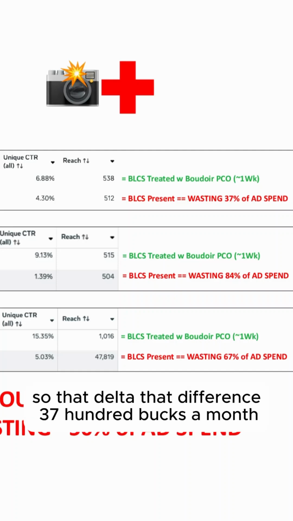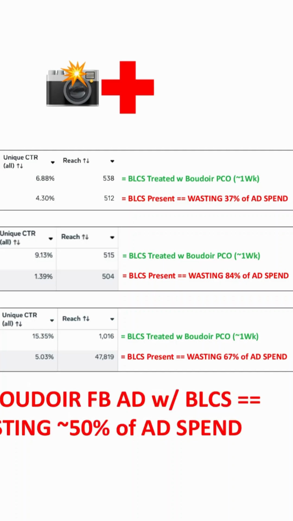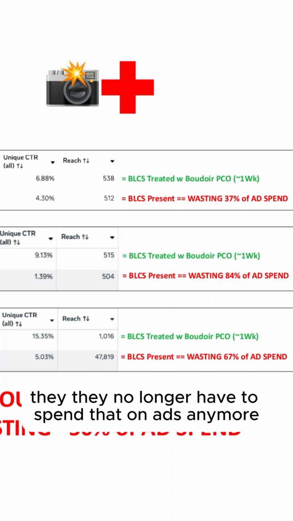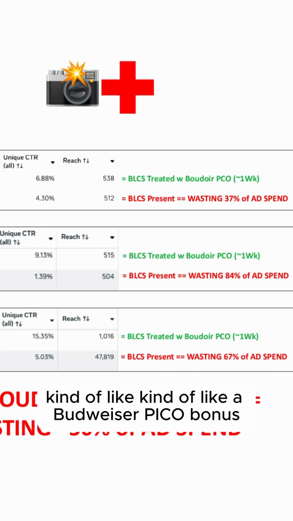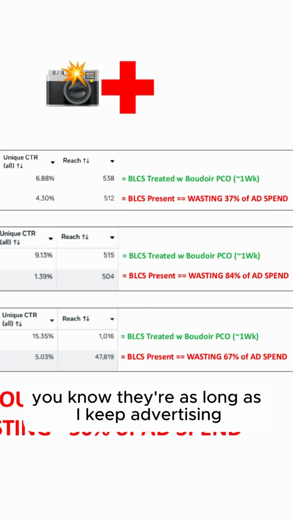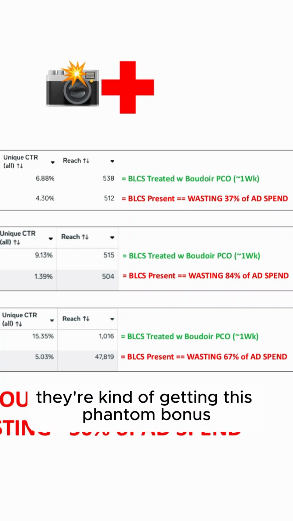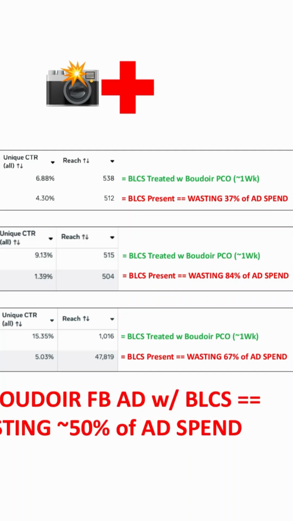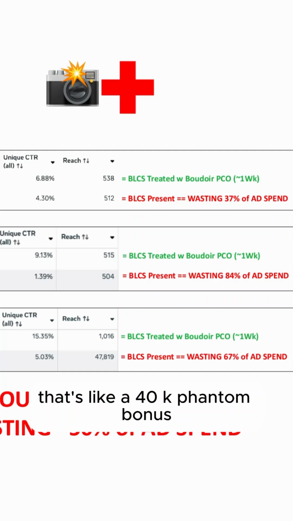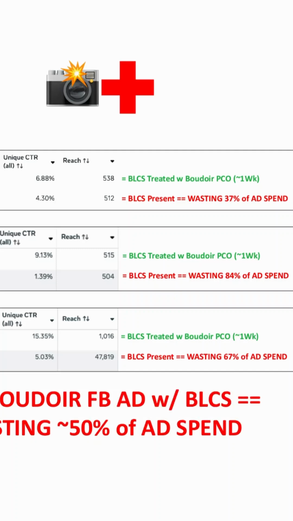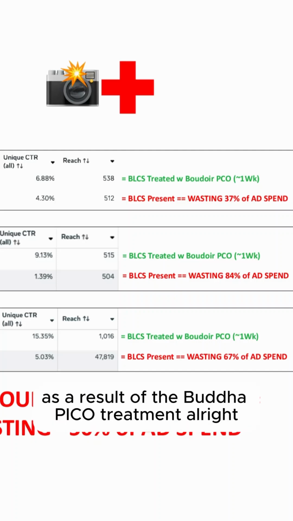So that difference, 3,700 bucks a month, they can just pocket as a phantom bonus. They no longer have to spend that on ads, kind of like a Boudoir Pico bonus. As long as they keep advertising, they're getting this phantom bonus in the background, $3,700 every single month. At the end of the year, that's like a 40K phantom bonus that stayed in their pocket as a result of the Boudoir Pico treatment.